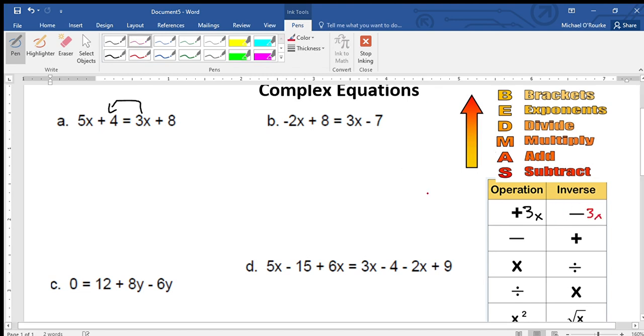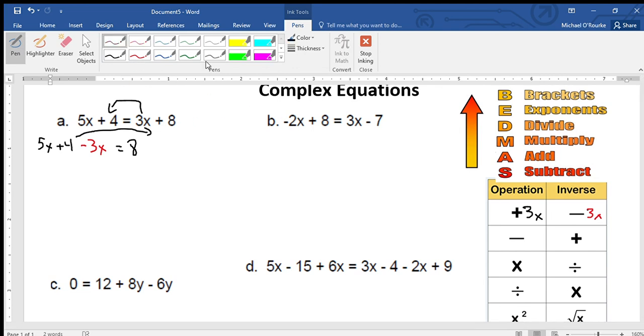minus 3x. So next time I write this equation, I can write 5x plus 4 minus 3x equals 8. Now you look here and we have this constant here. It's not x, not a variable. So we need to move this over, okay? So that there is a plus 4. So when it goes over the other side, it's going to become a minus 4.